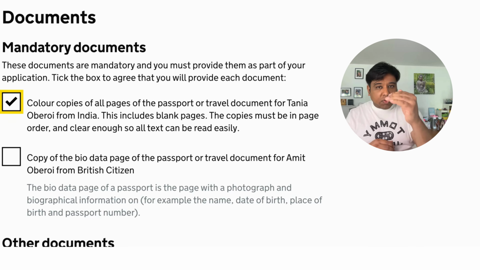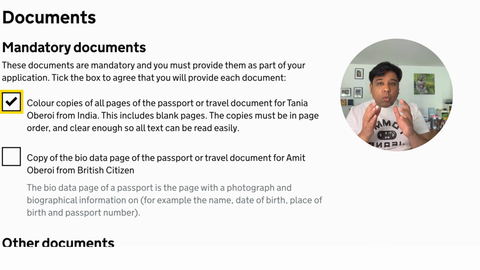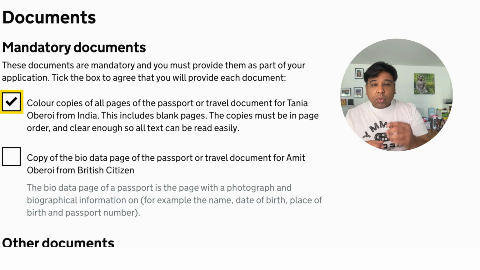So, like 1, 2, 3, 4, 5, 6. If you have a current passport, make sure you have a colored version of each and every page clearly, and the page number of the passport should be visible, and have medium compression and save it as a PDF file. If you had an old passport also, you need to make a copy of that, because they will go through each and every stamp.